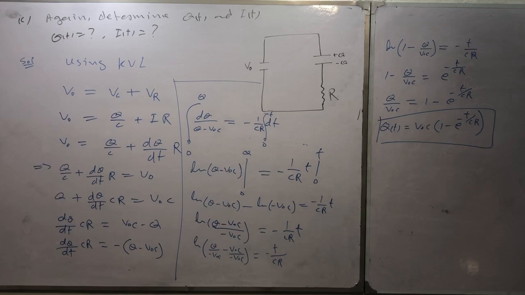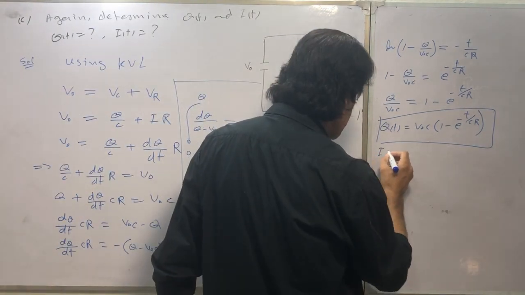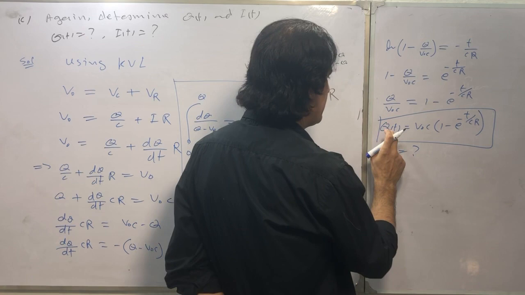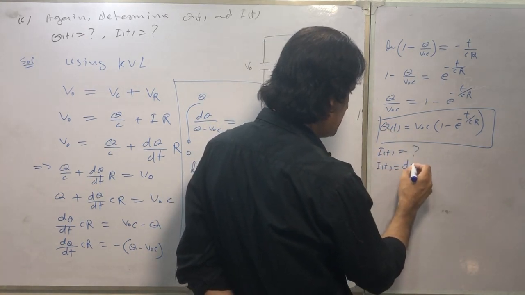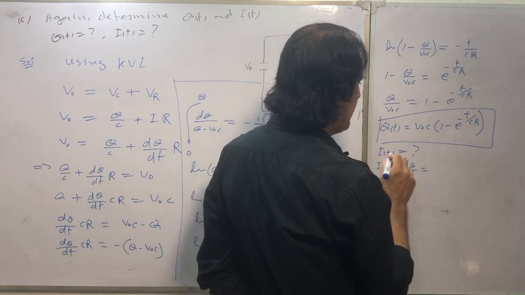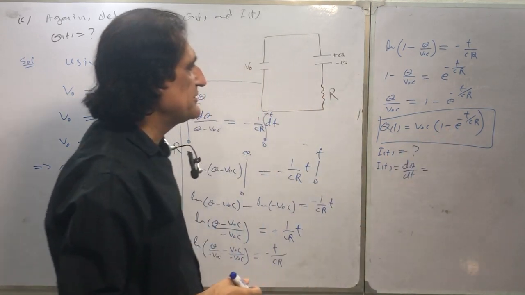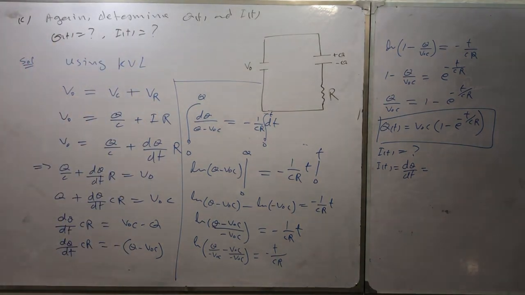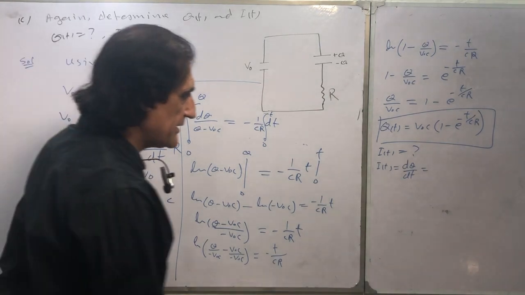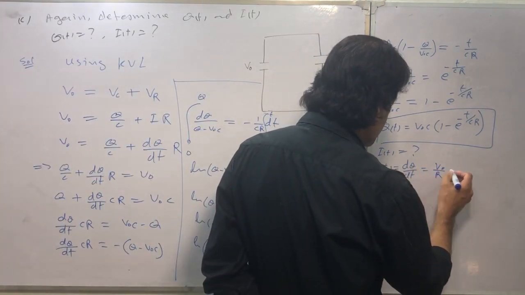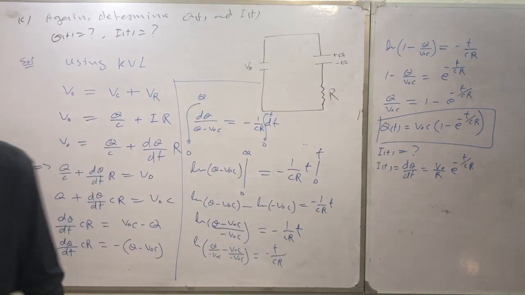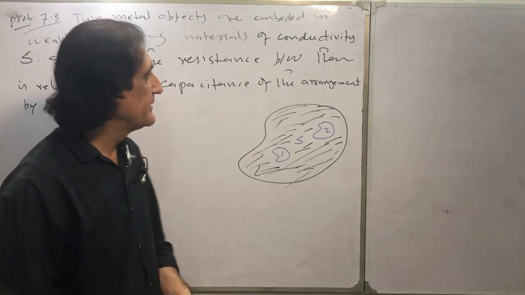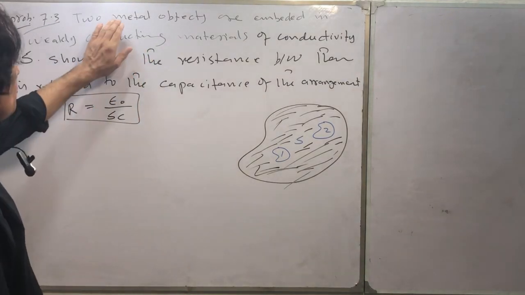And what is the current I of t? We should differentiate: I of t is equal to dq divided by dt. After differentiation, the current is V naught divided by R, times the exponential of minus t divided by CR. Check this by yourself. Now number 7.3, and the statement is two metal objects.